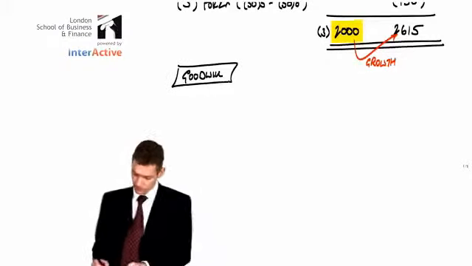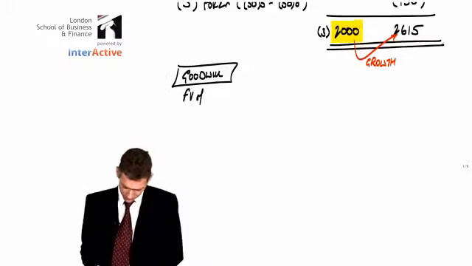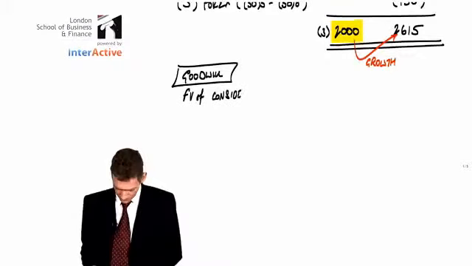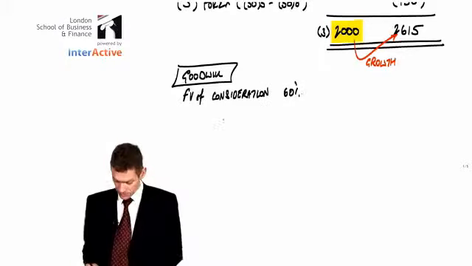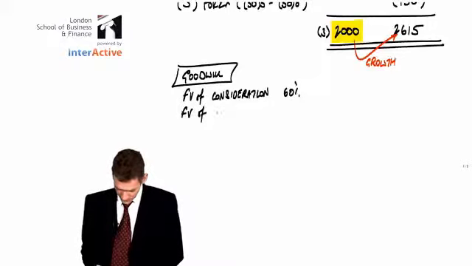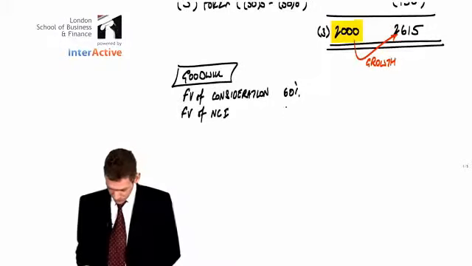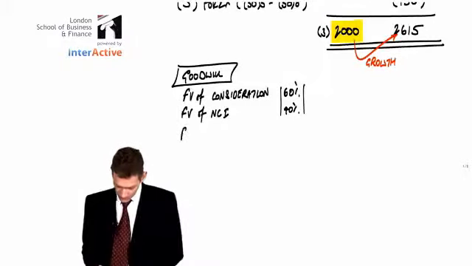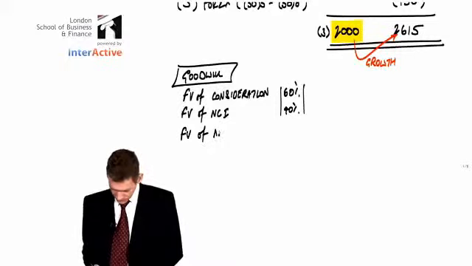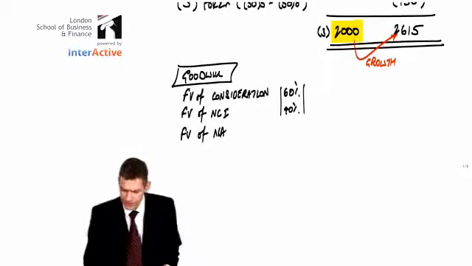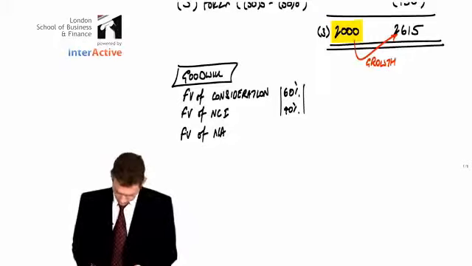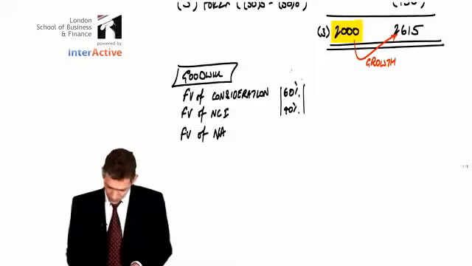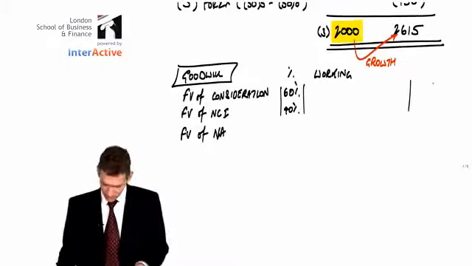This is full goodwill. So we've got the fair value of consideration, which represents 60% of the ownership. We've also got the fair value of the NCI, which represents 40% of the asset. And then we need the fair value of net assets. We're no doubt going to need a working here. Once you get to complicated questions, you always end up with a working.